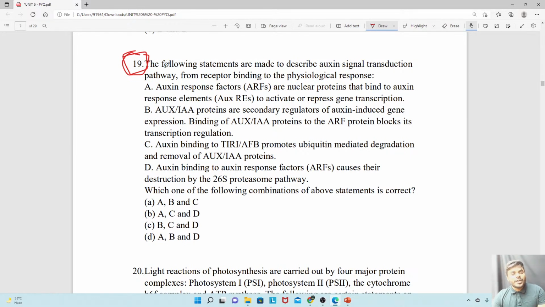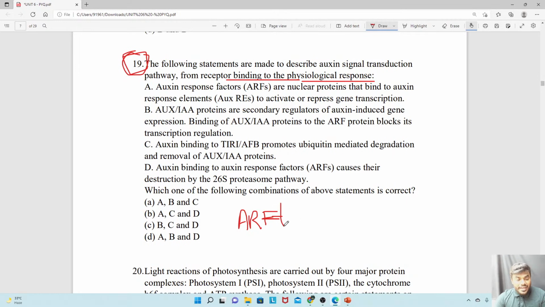Okay, friends, look into the question. The following statements are made to describe the auxin signal transduction pathway from receptor binding to the physiological response. I have explained it to all of you very clearly. If the auxin wants to show the response, what is required? We require a transcription factor called ARF, auxin response factor.